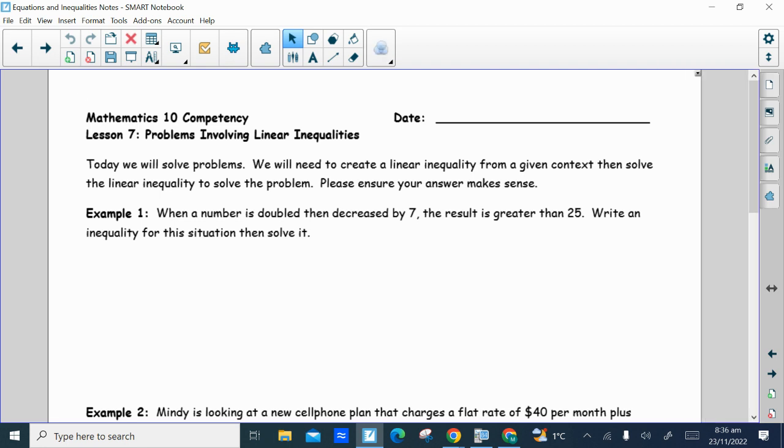So yesterday we looked and saw how we could solve inequalities when they're given to us. We saw that solving inequalities is almost identical to solving equations. The only difference is when you're working with inequalities, if you have to divide or multiply both sides by a negative number, the inequality reverses. So that is the only difference.